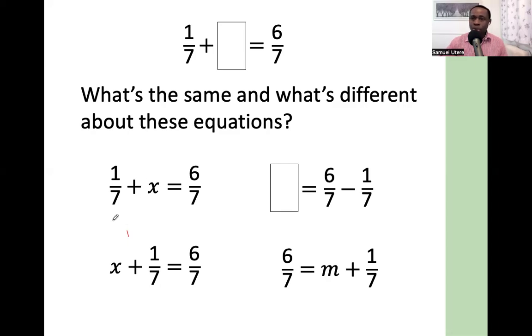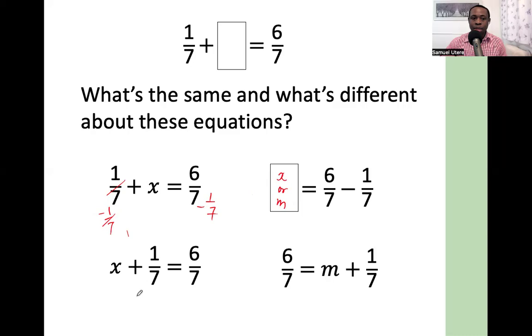I think you should know what we will do because we want X to stand on its own. We want to get rid of 1/7 because that is what is preventing X from standing on its own. So we'll still do subtract 1 over 7, which will get rid of that, and we'll still do subtract 1 over 7 on the right-hand side, which will give us this. So all these, this could have been X or M, and we'll get the same result.